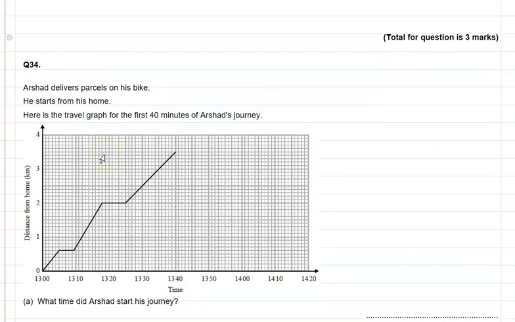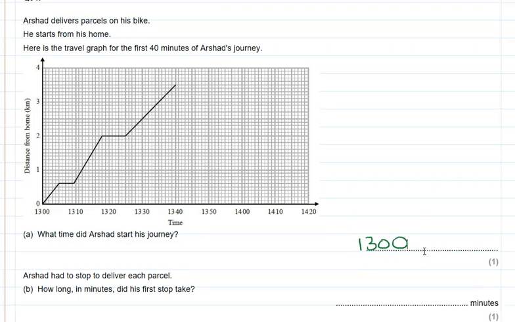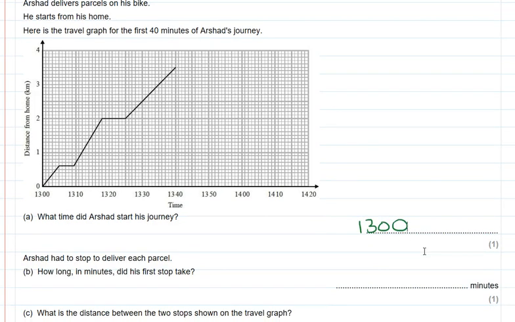Now here Arshad delivers a parcel on his bike. He starts from his home, and here is a travel graph for the 40 minutes of Arshad's journey. What time did Arshad start his journey? So definitely, if you see, he started his journey at 1300 hours. So write down here 1300. Okay. Arshad had to stop to deliver each parcel. How long in minutes did he stop?